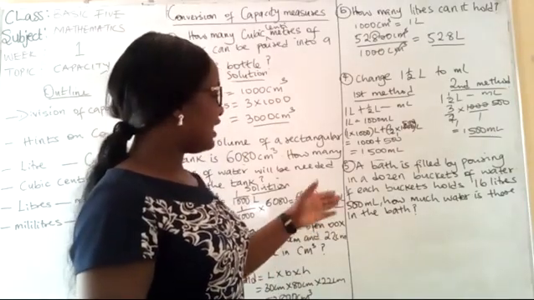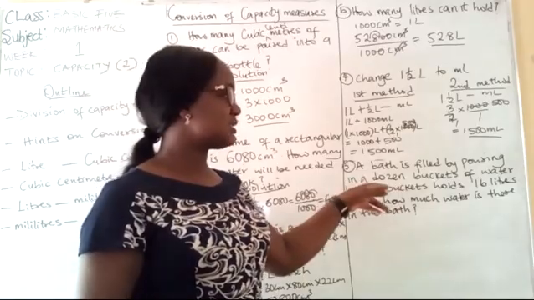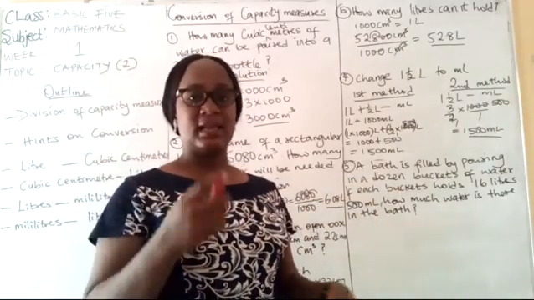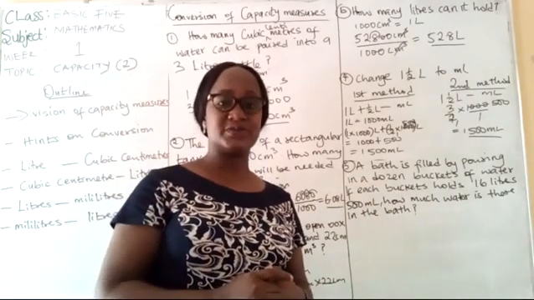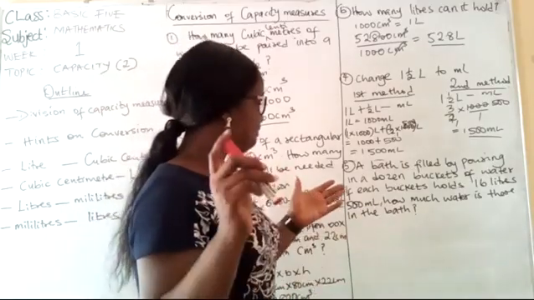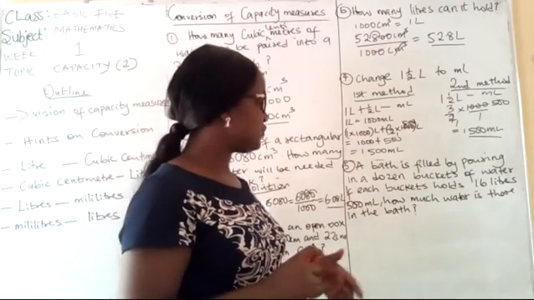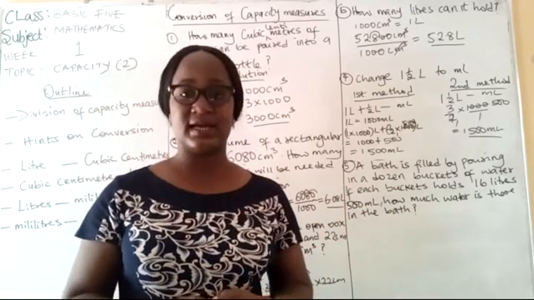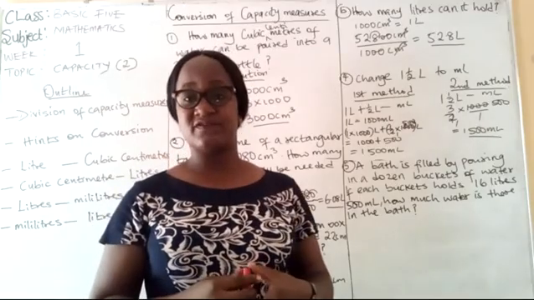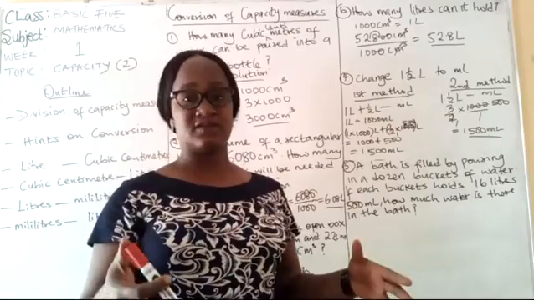Now we have a bath. It's filled by pouring in a dozen buckets of water. Let's assume that a bath in your house, if mommy asks you to go fill it up, she will tell you, then at the bath you will be filling it with a dozen buckets of water. Okay, it doesn't mean 12, right? So you know that you're going to pour in a bucket 12 times.